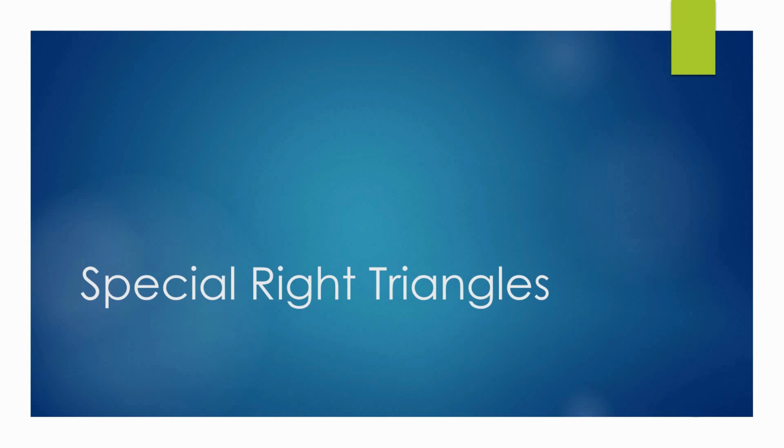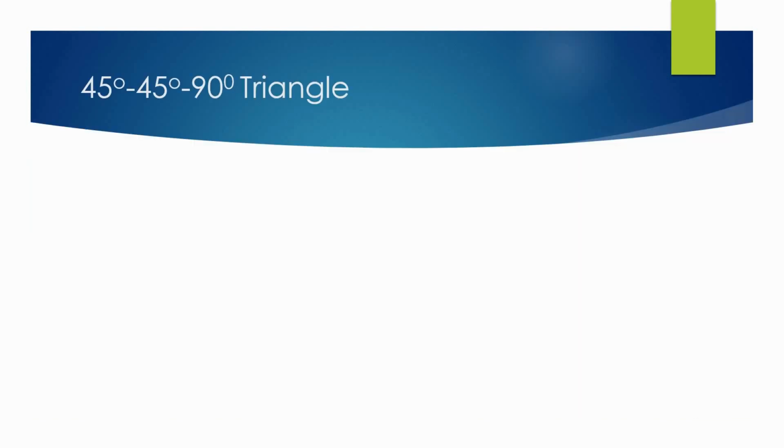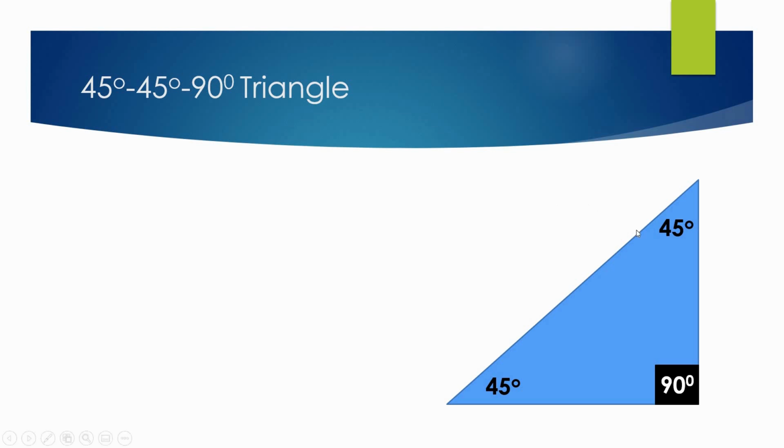Angelites. Today, let's talk about special right triangles. So we have two types of special right triangle. Let's discuss the first one. The first one will be a 45, 45, 90-degree triangle. So this is an example of this triangle. We will have these guides so that we can determine whether it is a 45, 45, 90-degree triangle.